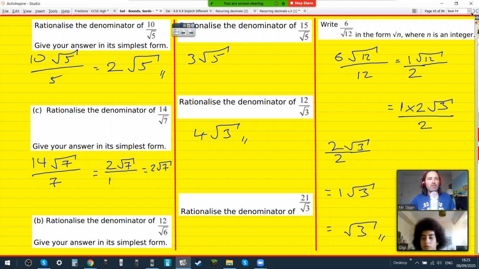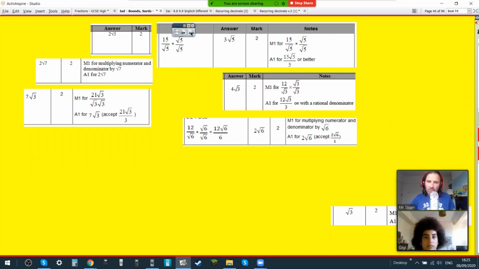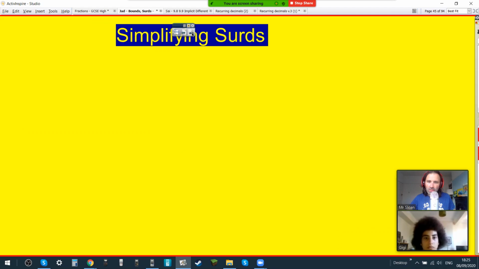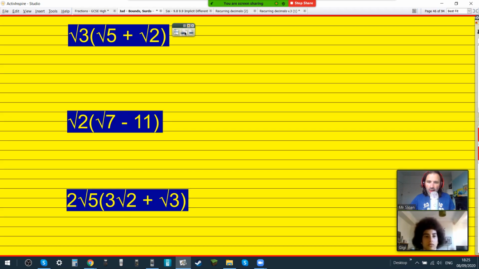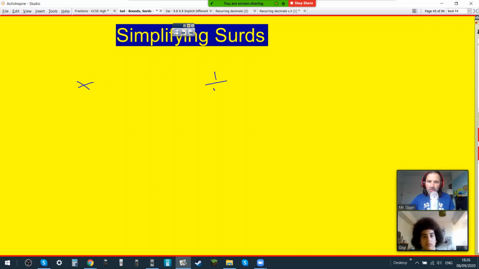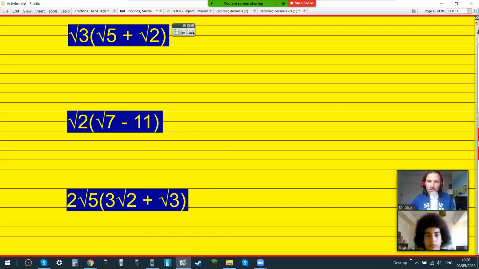What's kind of weird is this instruction that they give. They say write in the form root n, where n is an integer. So you might think the final answer is root 12 over 2, but they wanted it to just be square root something, and so square root 3. Any questions about anything there? No. Okay, so these ones you got very good at, and then there was just that one weird one that was tricky. Simplifying surds. What do you give yourself for that stuff? Take mainly. So far so good.